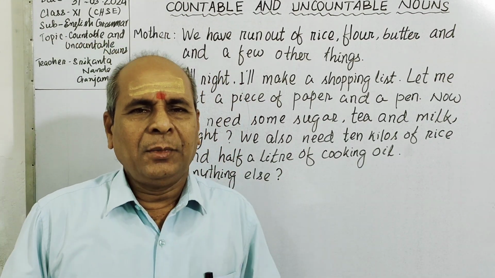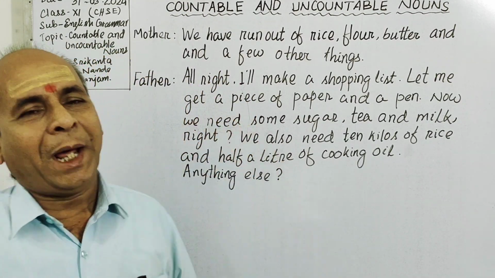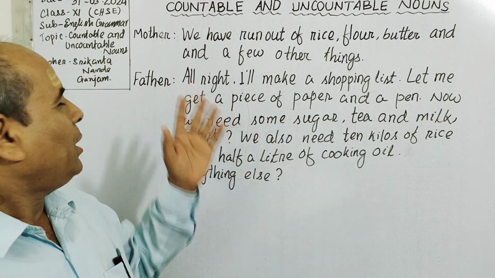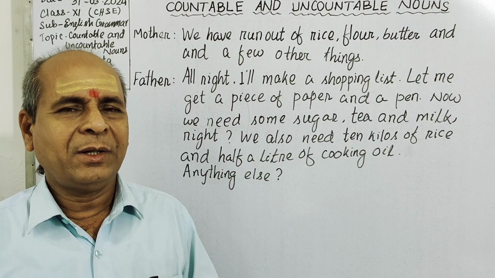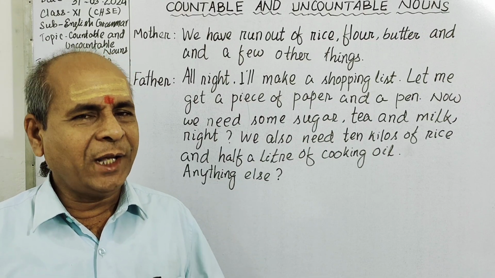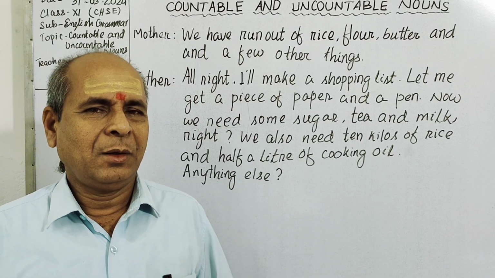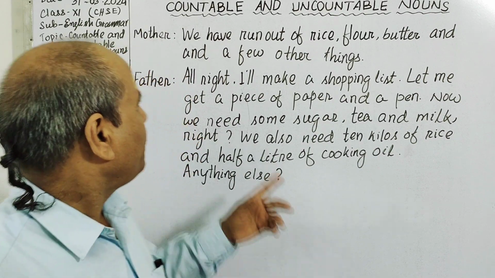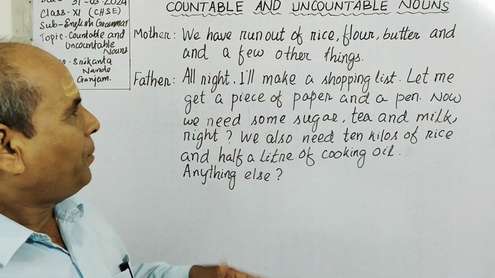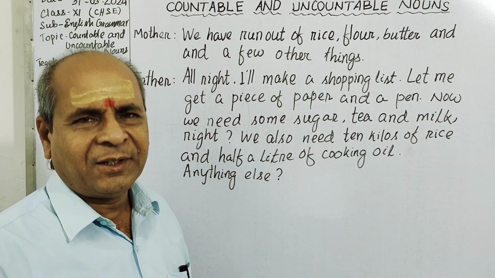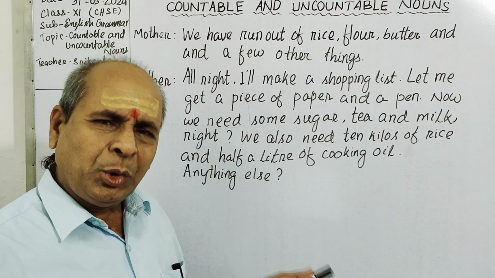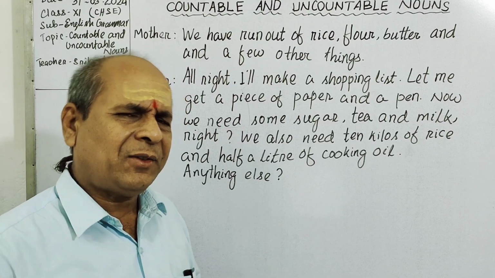Come, let's discuss these two dialogues. A mother and a father have a discussion in their home that they don't have certain things in their home. Yes, you see, the mother says, we have run out of rice, flour, butter and a few other things. They have run out. They have exhausted.